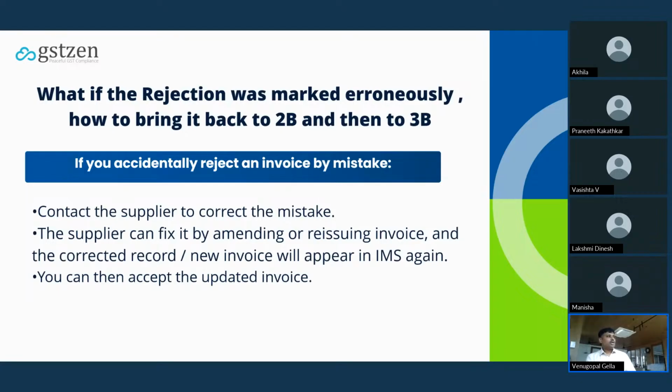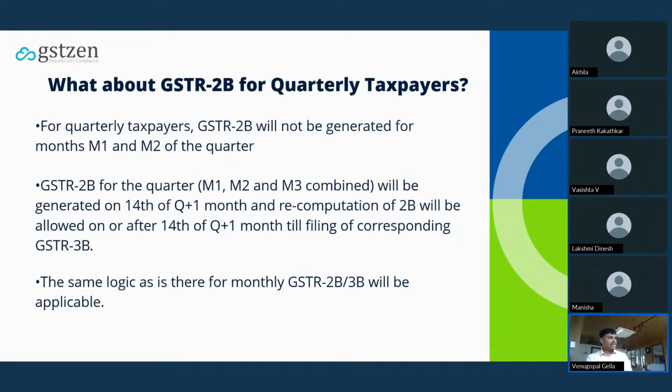What if the rejection is marked erroneously? We have seen it. What about 2B for a quarterly taxpayer? We all know that for a quarterly taxpayer, in month 1 and month 2, it's IFF, so 2B is not going to get generated. It is going to get generated only in month 3. In month 3, the same logic is applied. Since it is not generated in month 1 and month 2, you are not going to take any credit. You will take credit basis the quarterly credit that's coming.